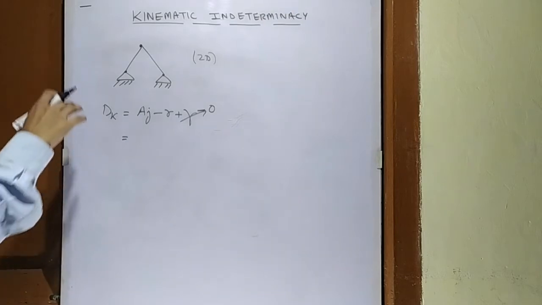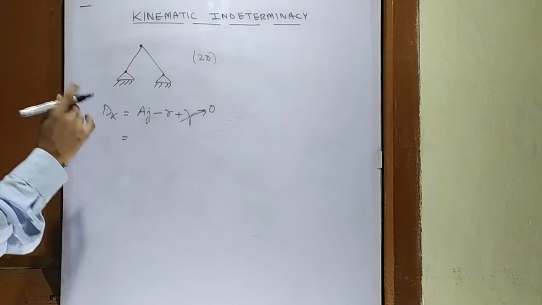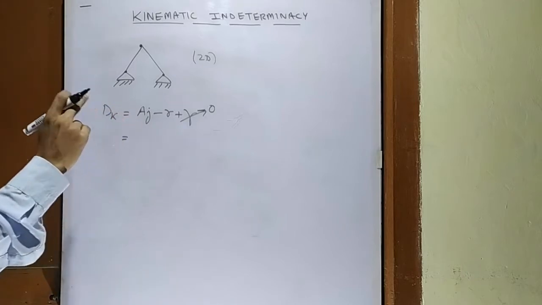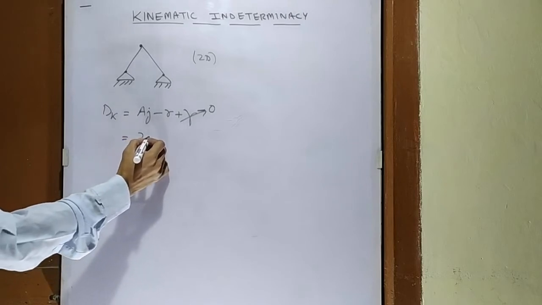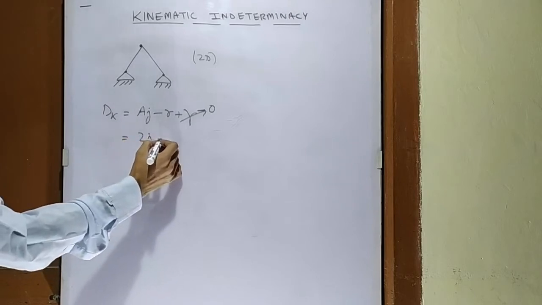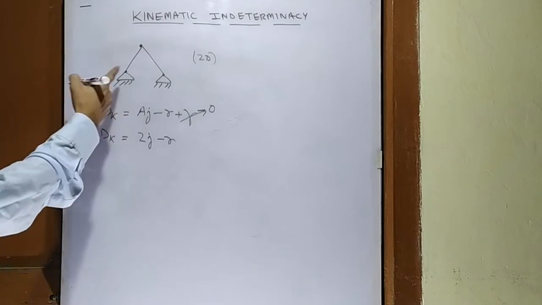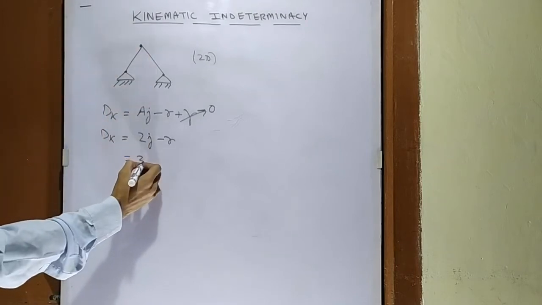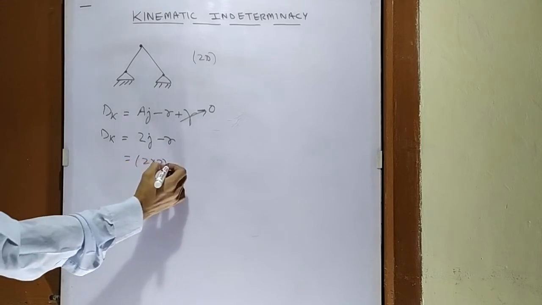As we have discussed, in a 2D pin jointed structure the maximum degree of freedom a joint can have is 2. So we will just put 2 here, so the formula becomes 2j minus r. Now what is the number of joints in this structure? 1, 2, 3, there are 3 joints in this structure, so we will just multiply by 3 minus the number of r.